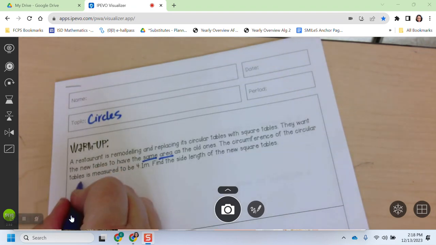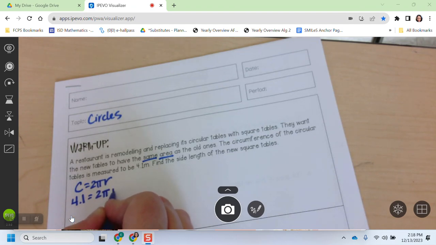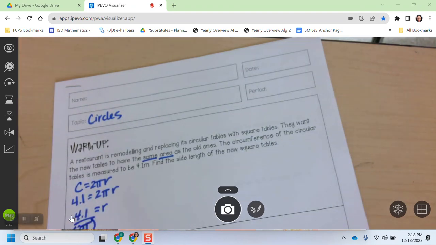So we're going to use our circumference formula. And we're going to substitute 4.1 meters for the circumference. And we'll solve for the radius this way by dividing by 2 pi. One thing you need to remember, when you divide by a product on your calculator, make sure you put parentheses around it. And if you do that, then you should get that the radius is about 0.653 meters. So then you can use that in your area formula to find the area of your circular tables.